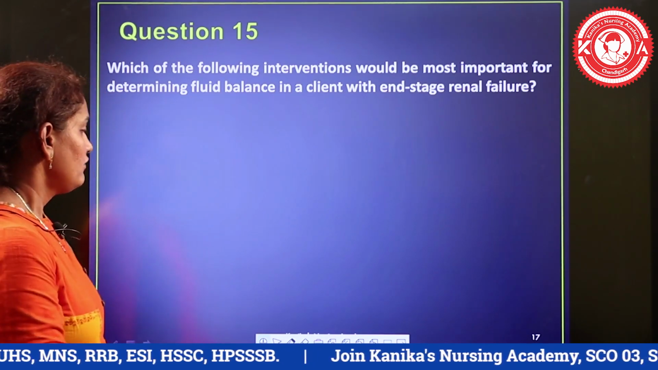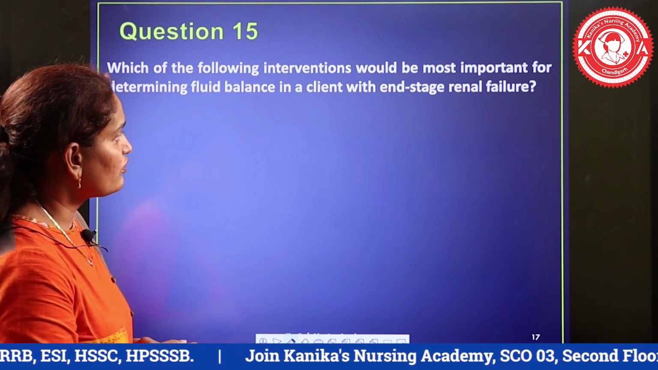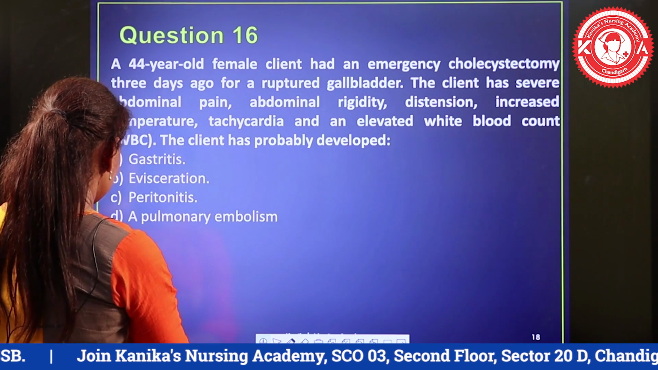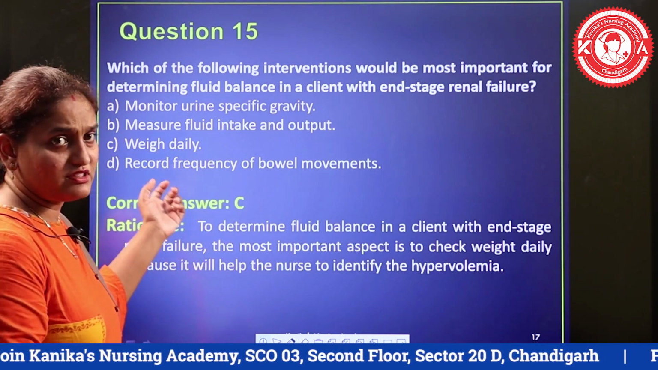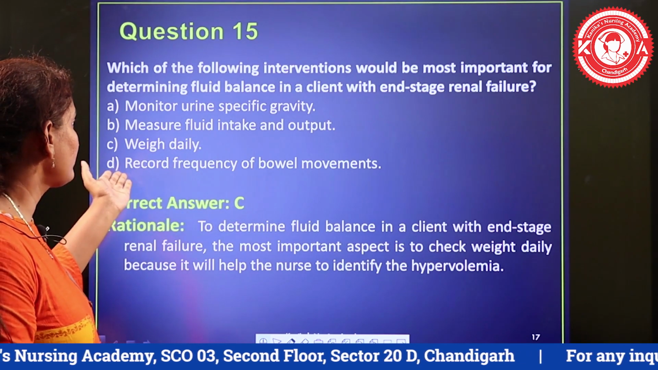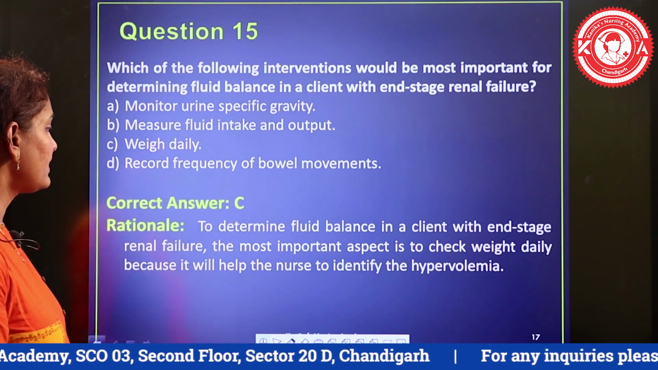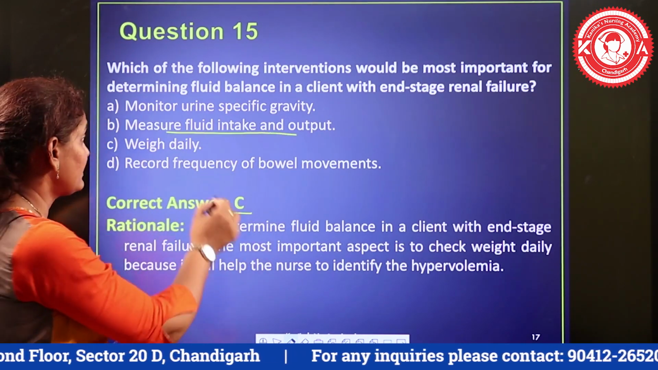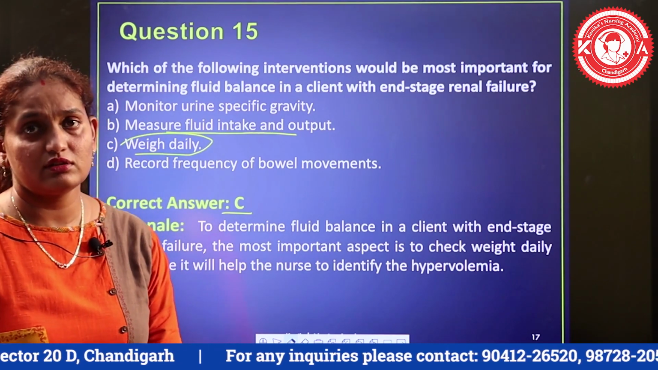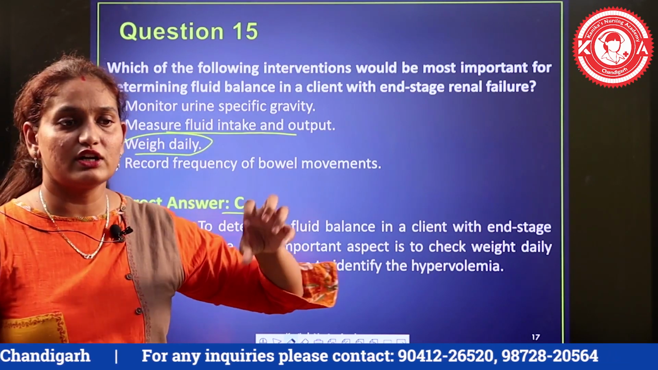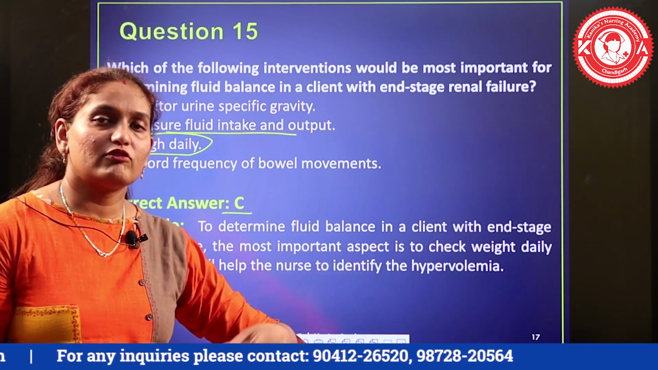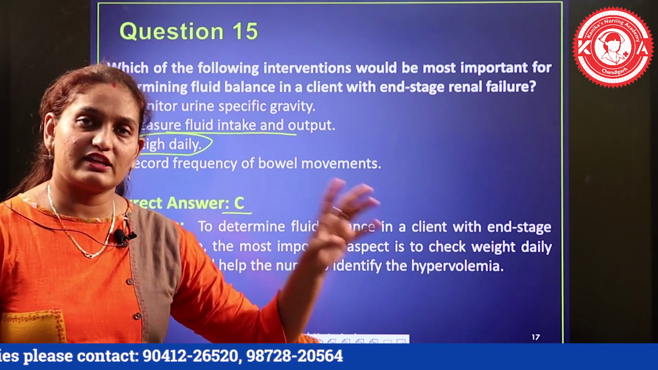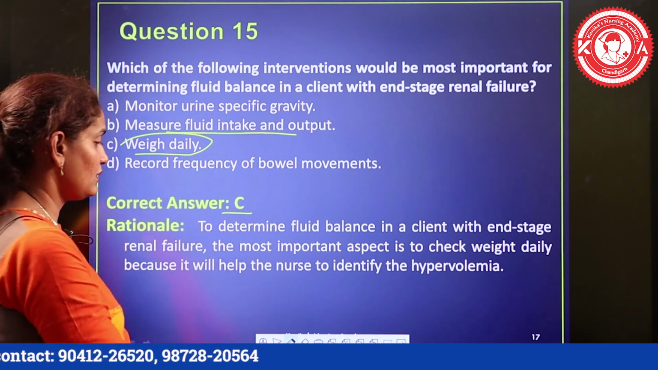Next, question number 15. Which of the following interventions would be most important for determining the fluid balance in a client with end stage renal failure? Monitoring the urine specific gravity, measuring the fluid intake and output, weighing daily, or recording frequency of the bowel movements. The correct answer here is C, weighing the patient daily. Why is taking the patient's weight very important? Because if we want to determine the fluid overload in the patient, it is very important to take the weight of the patient every day at the same time. So this is the correct answer, weighing the patient daily.